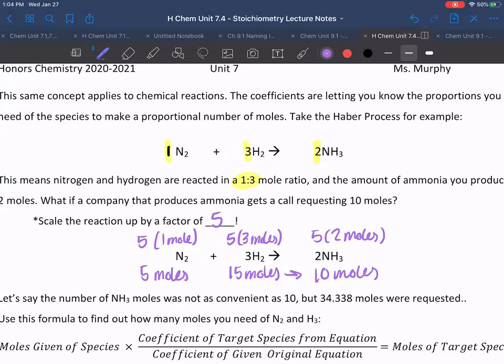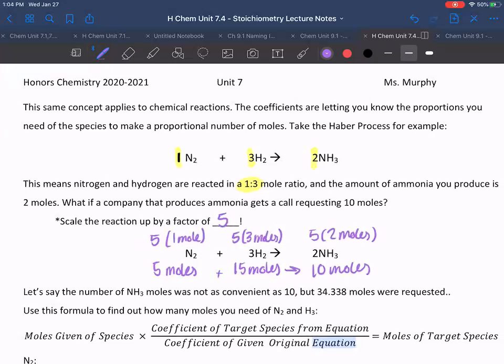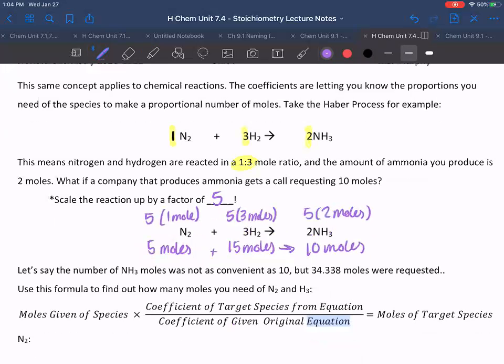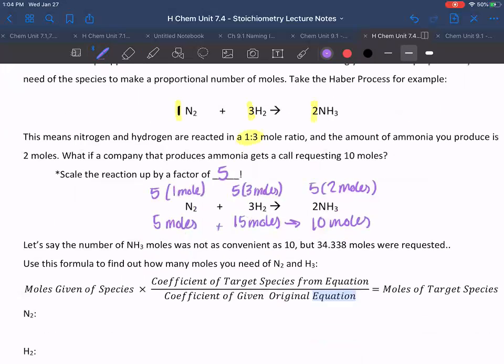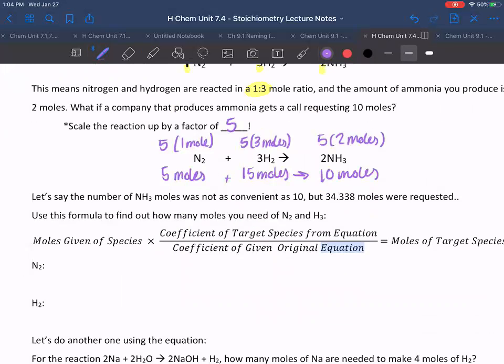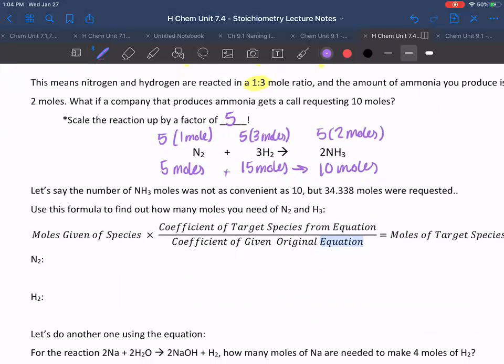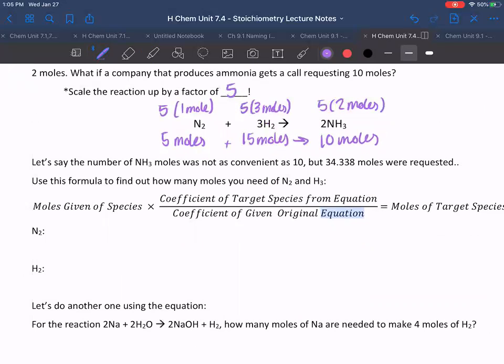Okay. Unfortunately, it's not always a convenient request. Let's just say that instead of 10, someone wants 34.338 moles. Nicely, we have an equation to figure this out. It seems like a lot of words, but hopefully once I give a couple examples, it'll start to make sense. Your moles given of a species, in our example, is going to be this 34.338.